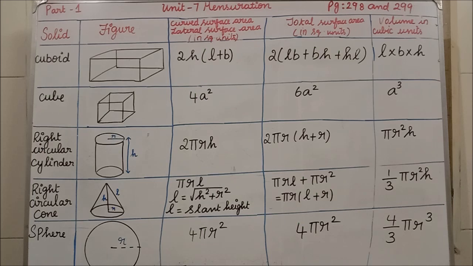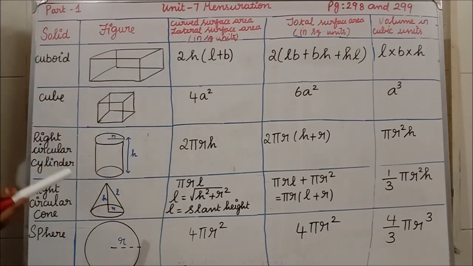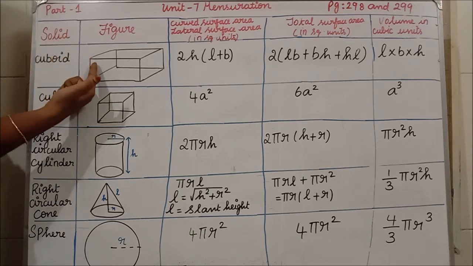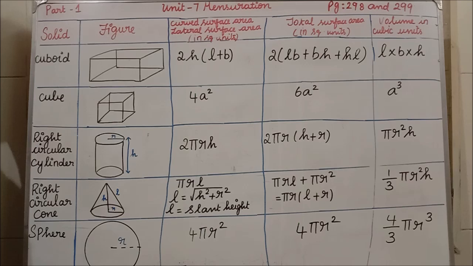See the first solid. What solid I have taken? Cuboid. See, curved surface area of the cuboid formula is 2h into L plus B. In the question they will give you curved surface area and as well as they can give you lateral surface area. Curved surface area and lateral surface area are the same. Curved surface area means this inside part, okay, that is the curved surface area.